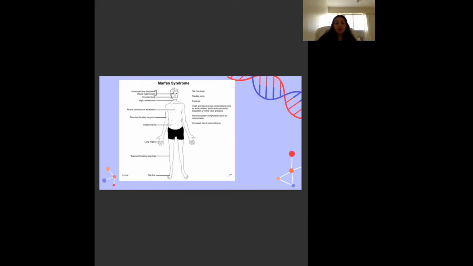And then there are other complications that can come with Marfan syndrome, such as heart and blood vessel complications, such as aortic dilation, aortic aneurysm, aortic dissection, and mitral valve prolapse. And our nervous system can also have complications such as dural ectasia. And then there's an increased risk of pneumothorax, which are also here.